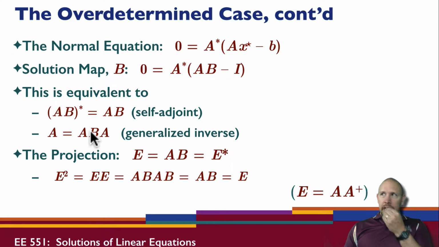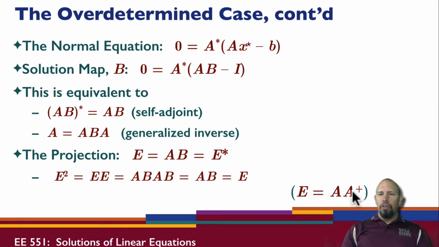And that's why it works as a solution map. It is because it's a generalized inverse. It's not a pseudo-inverse. It's a generalized inverse. The projection for this problem, E, is equal to AB. And so we notice that by this condition, it is self-adjoint. To show that it is in fact a projection, we take E squared, which is E times E. That's equal to AB times AB. But ABA is equal to A. And so this is just equal to E. We'll later talk, when we talk about the pseudo-inverse, we'll show that E can also be written as a pseudo-inverse.